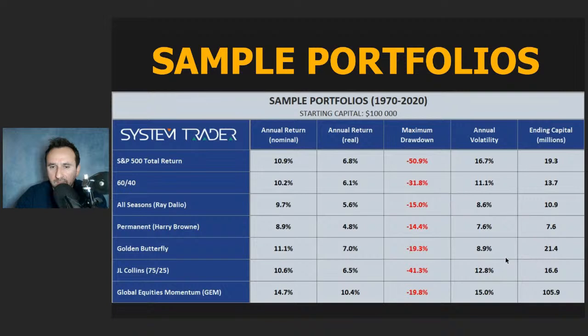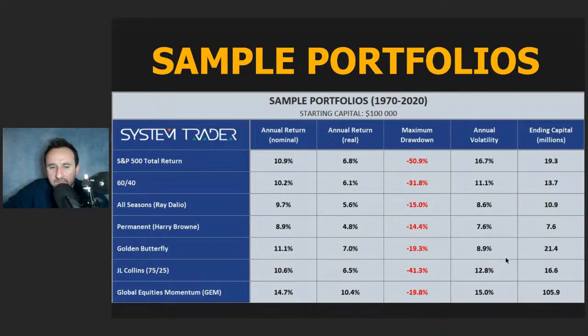For example, if in 1970 you would put aside $100,000 into your account, by 2020 you would get over $19 million on your account. And the annual return in real terms was almost 7%. But in the meantime, you'd have to go through the maximum drawdown at the level of minus 50%, which is a lot. So that's very, very tough.